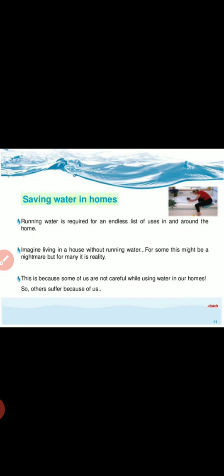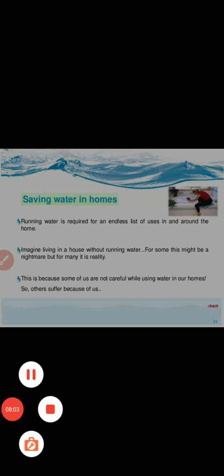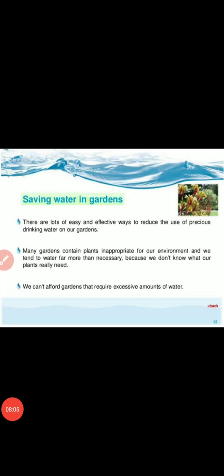Then, saving water in homes. Running water is required for an endless list of uses in and around the home. Imagine living in a house without running water. For some this might be a nightmare, but for many it is a reality. This is because some of us are not careful while using water in our homes, so others suffer because of us.